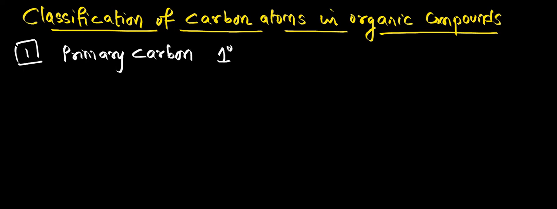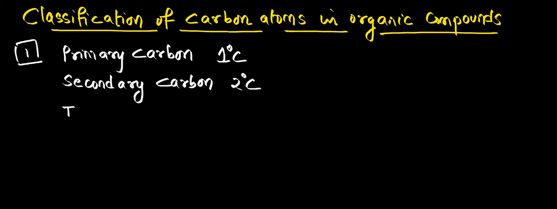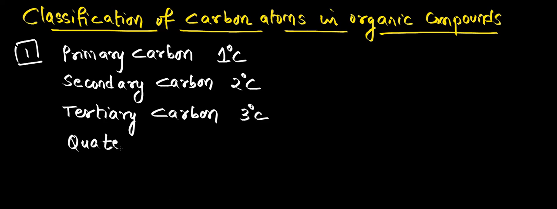Okay, so the first way is classifying the carbon atoms into primary carbon, which is denoted as 1 degree carbon, secondary carbon, which is denoted as 2 degree C, tertiary carbon atom, which is denoted as 3 degree C, and quaternary carbon atom, which is denoted as 4 degree carbon. So this is the first kind of classification. So what is this primary, secondary, tertiary, quaternary? How did we classify the carbon atoms like this?